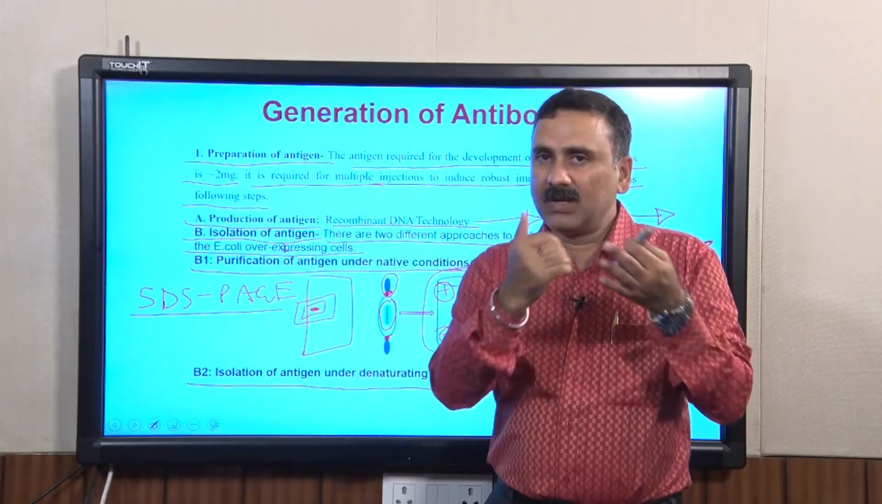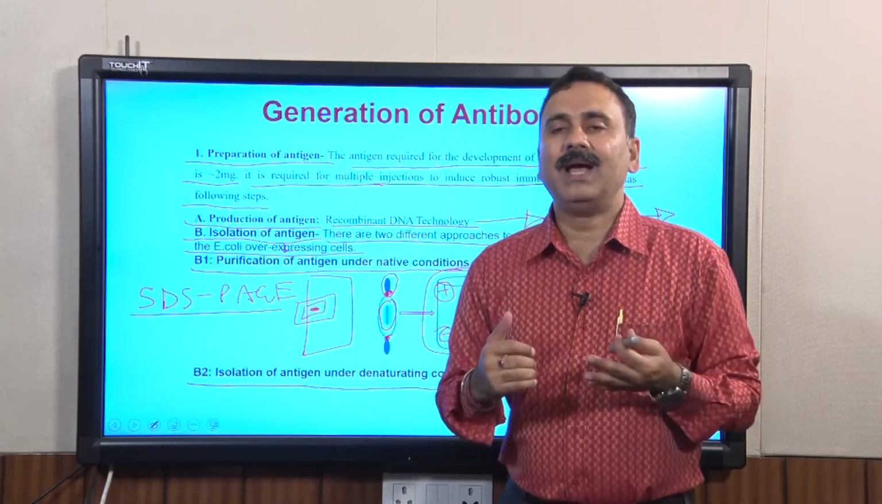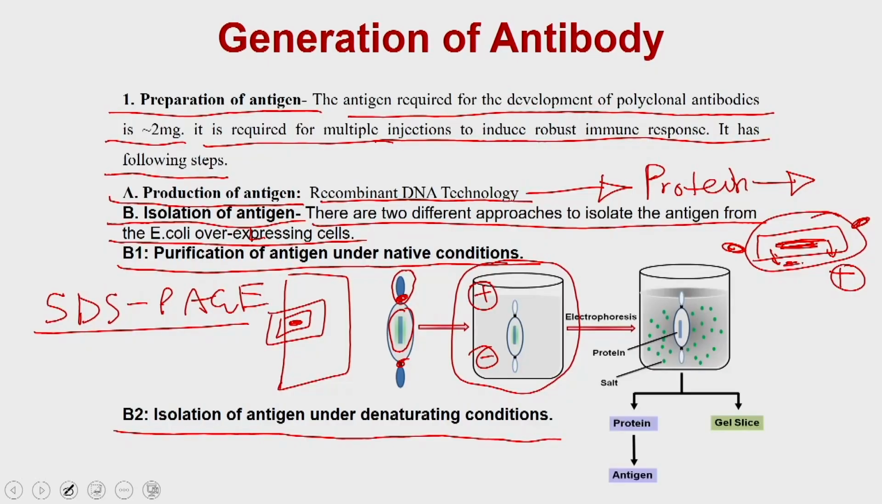So, it will migrate, it will come out from the gel block, and that is how it is going to come into your solution, and you can collect these solutions simply by precipitation. Then you can use this particular protein as an antigen for developing the antibodies, and this whole process is called electroelution, where you are using the electric field, or electrophoresis, to elute the protein from the gel block.